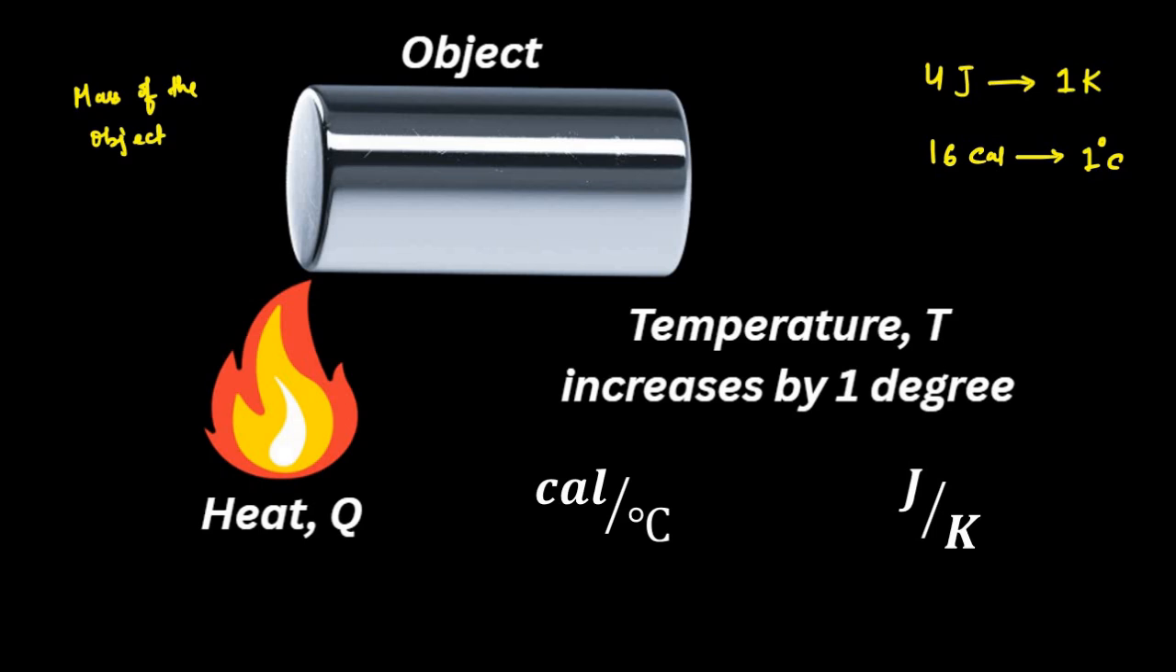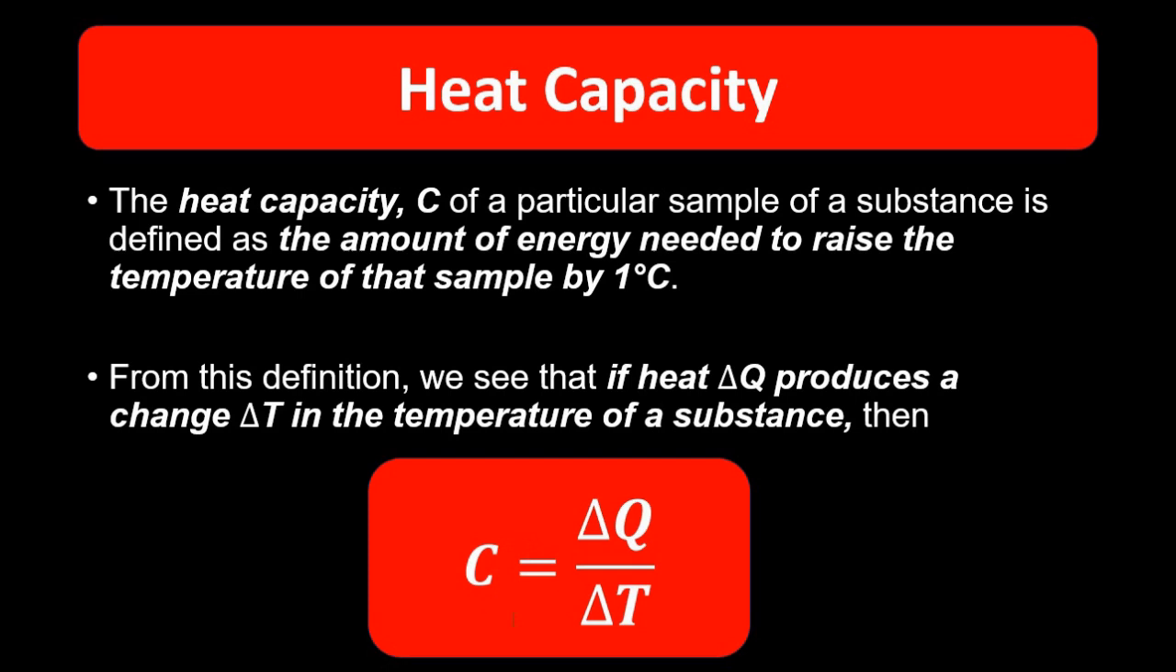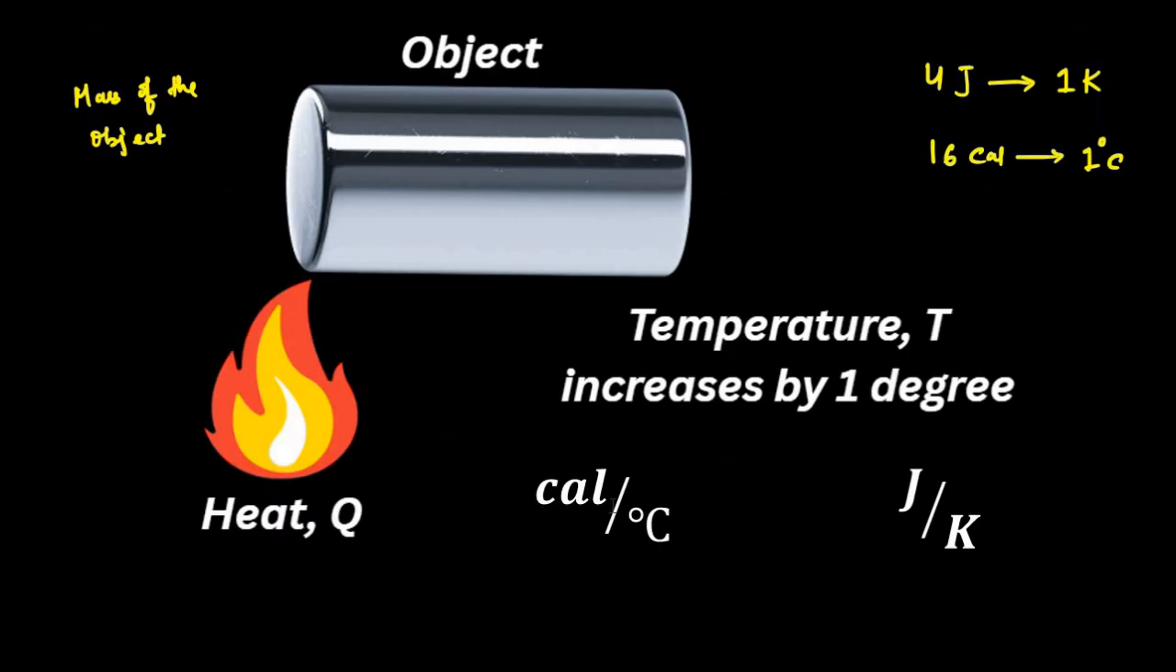For every 1 degree change, how much heat is needed. So that is the heat capacity of that material, and it is expressed as capital C, which is equal to delta Q by delta T, where delta Q is the heat energy required, which is the heat energy supplied, and delta T is the change in temperature or the increase in temperature. The unit is calorie per degree Celsius in CGS and joule per Kelvin in SI.